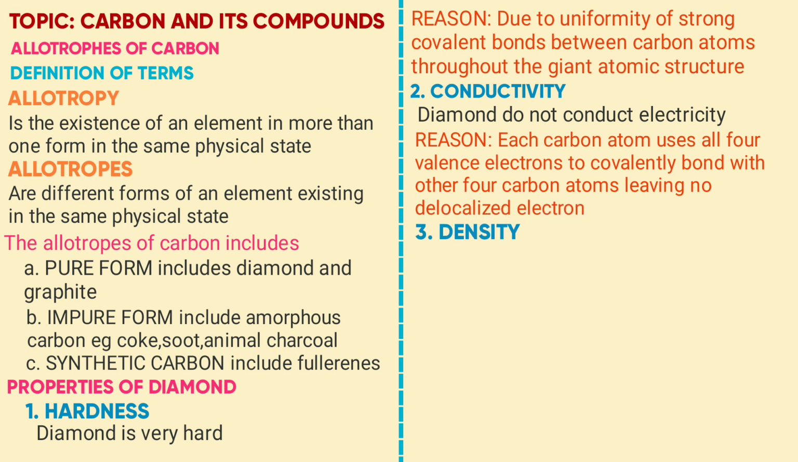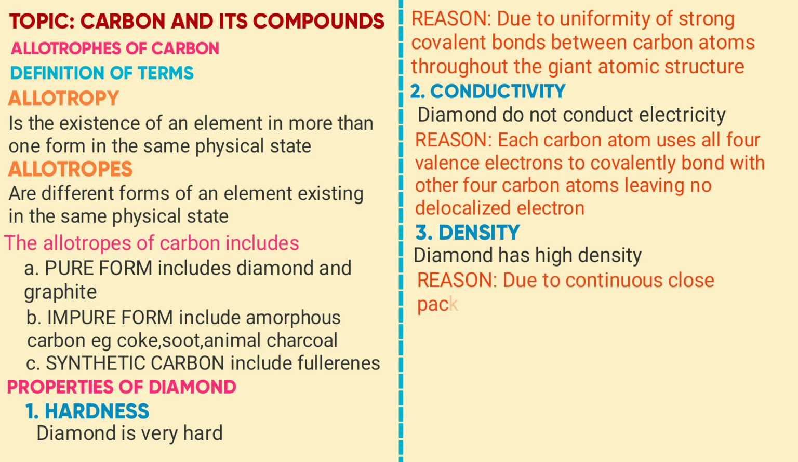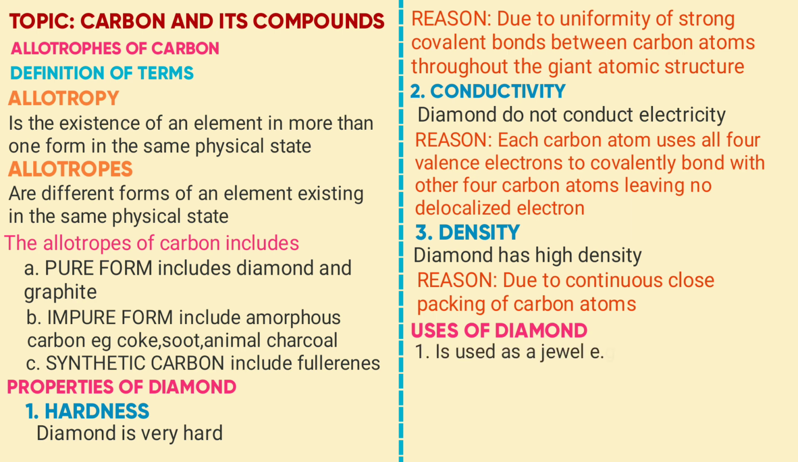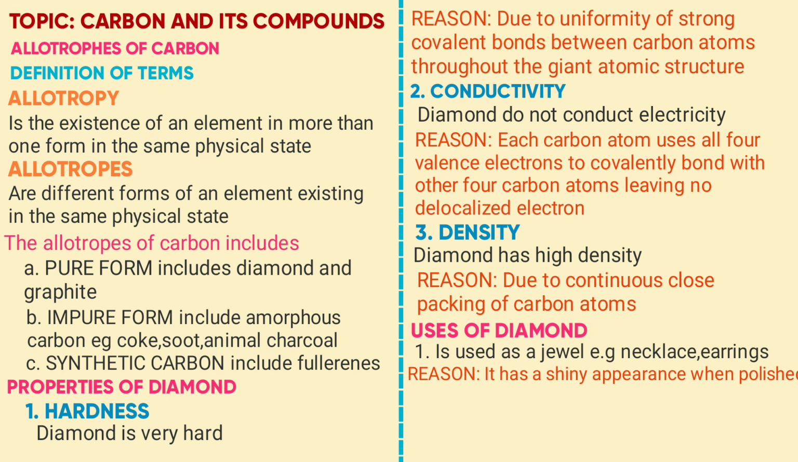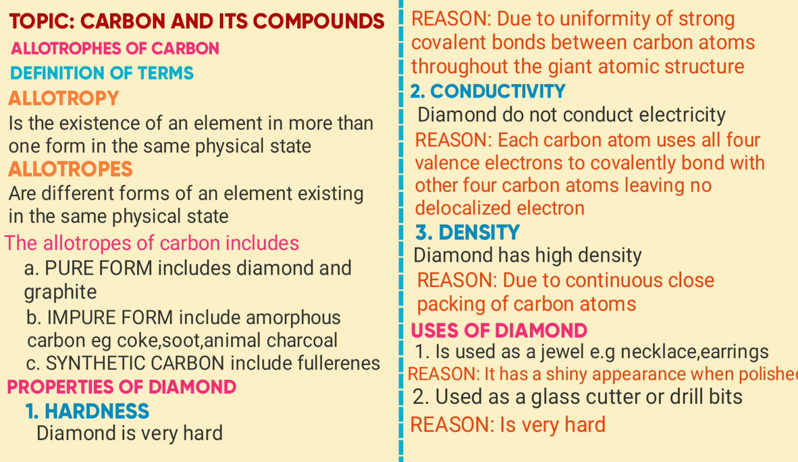3. Density. Diamond has high density. Reason: due to continuous close packing of carbon atoms. Now the uses of diamond include: 1. It is used as a jewel, e.g. necklaces, rings, earrings. Reason: due to its shiny appearance when polished. 2. Used as a glass cutter and drill bits. Reason: because it is very hard.